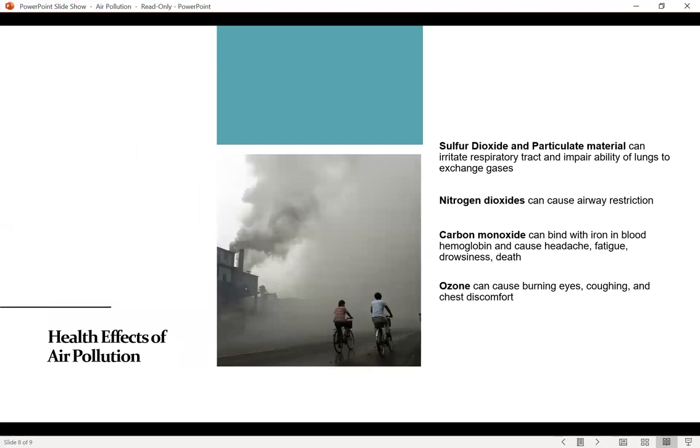The next thing we're going to talk about are the health effects of air pollutants. For example, sulfur dioxide and particulate matter can irritate the respiratory tract and impair the lungs' ability to exchange gases. Nitrogen dioxide can cause airway restriction. Carbon monoxide can bind with iron in the blood hemoglobin and cause headache, fatigue, drowsiness, or death. Ozone can burn eyes, and cause coughing and chest discomfort.